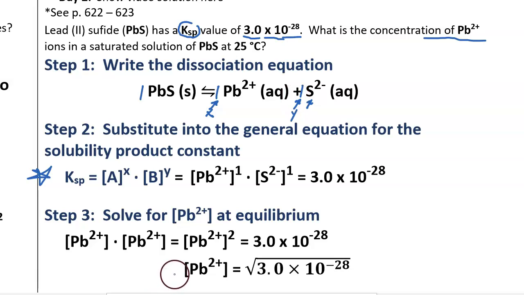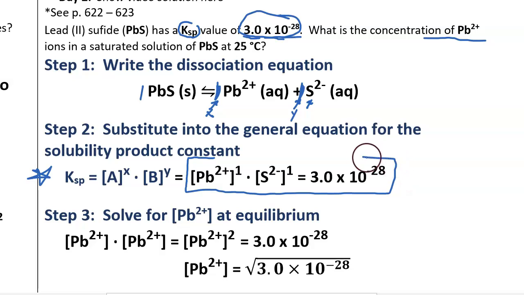So let's make our substitutions. For KSP, we'll fill in the number given to us in the original problem. For the letter A, let's use the lead positive 2 ions. And for the letter B, let's have that be the sulfide ions. X and Y are 1s because of this coefficient and this coefficient. That creates this equation.